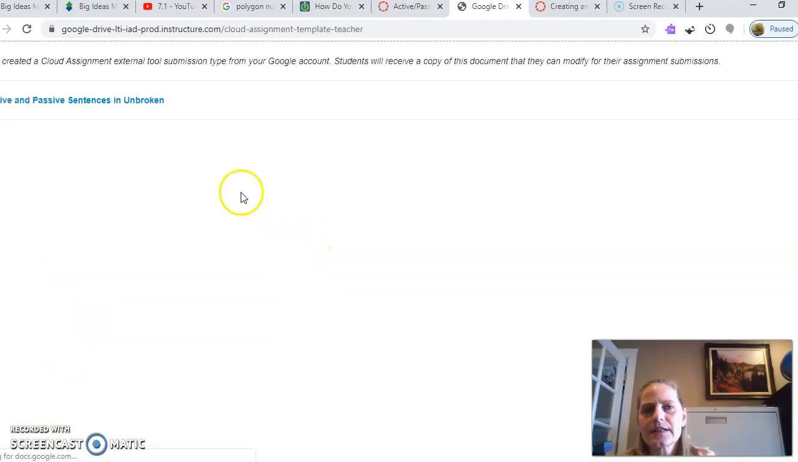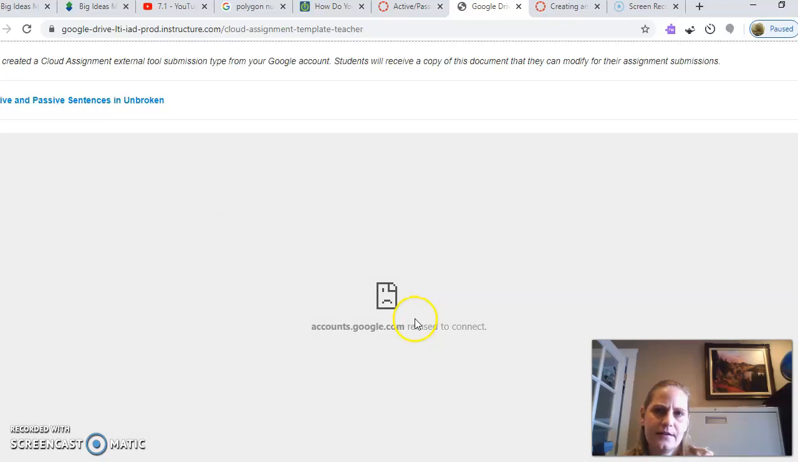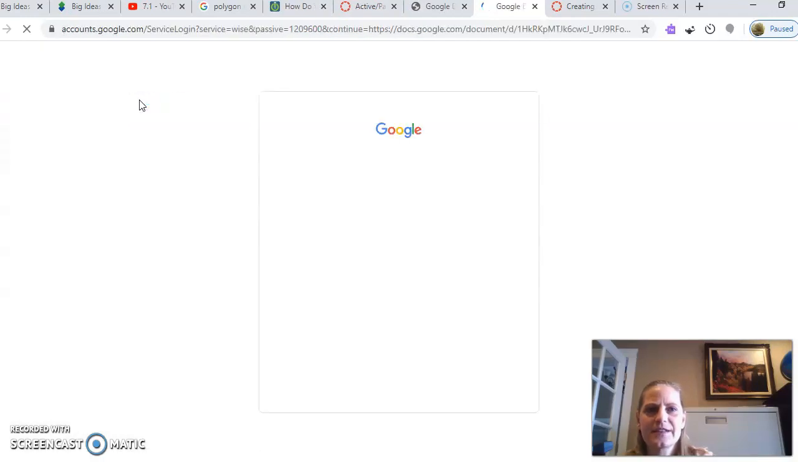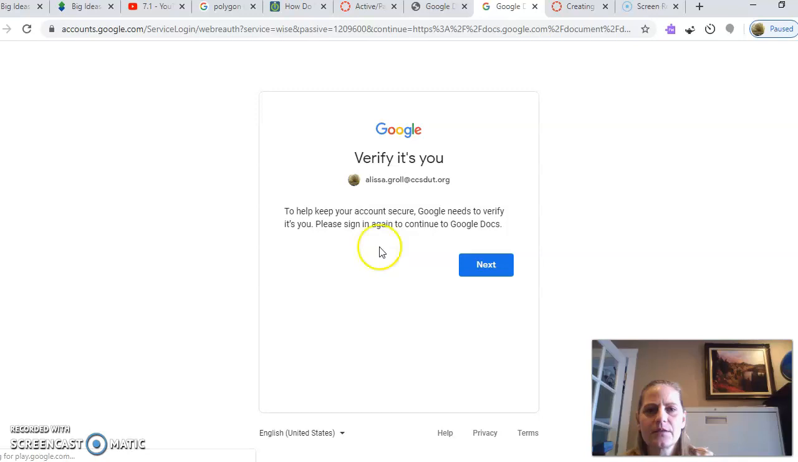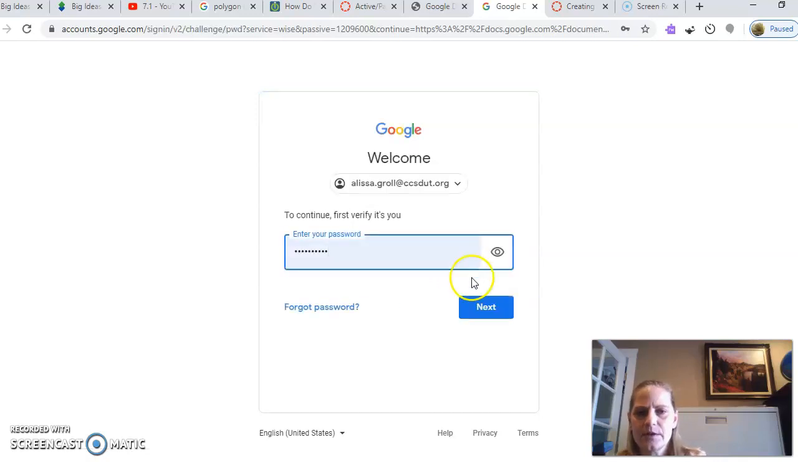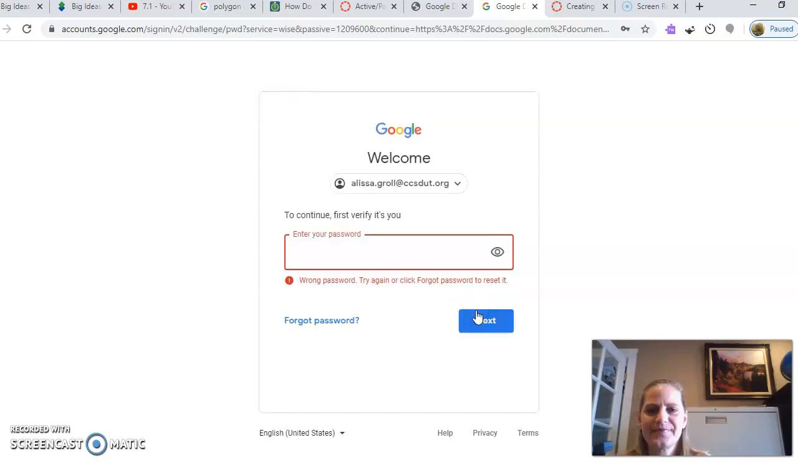So the first thing is to look at the sentence and determine if it's active or passive voice. And then, and of course, because I'm trying to show you, it's not loading. Let's try this again. Maybe it's because I'm not actually in my Google account. My daughter's been sharing my laptop with me. I'm sure some of you are having those same fun things at your house.